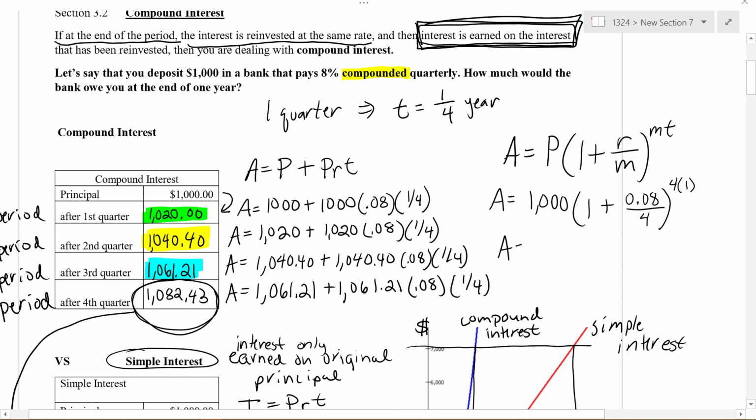So we're going to put that into our calculator. Just simplify a little bit before I do that. You don't have to do a lot of simplification, but I might write 4 times 1 as just 4. Now let's put that into Desmos and see what our final answer is.